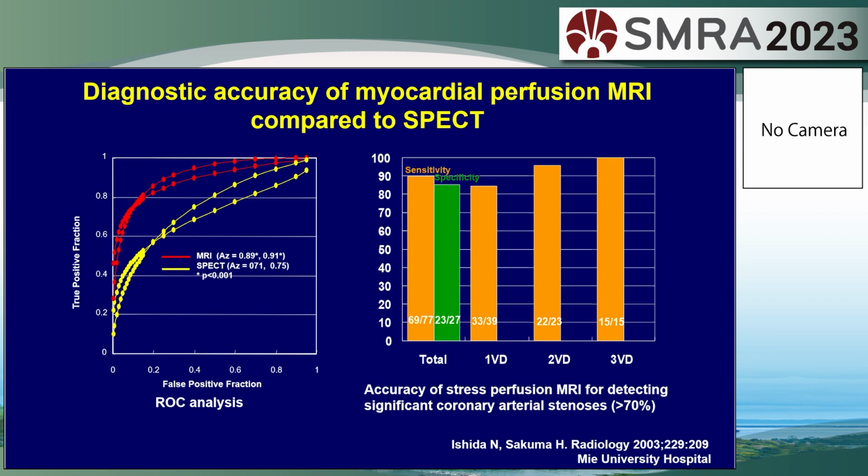This is a very old study published in Radiology in 2003, showing that stress myocardial perfusion MRI has a better diagnostic performance compared to SPECT, especially in patients with 3-vessel and 2-vessel disease.